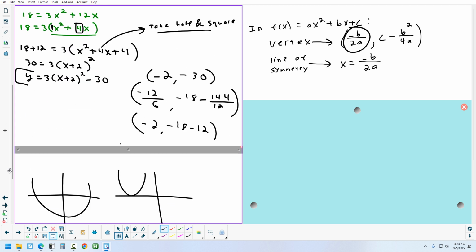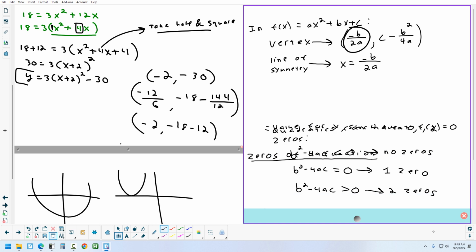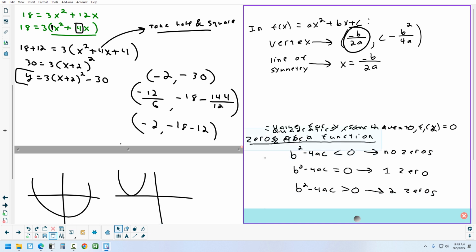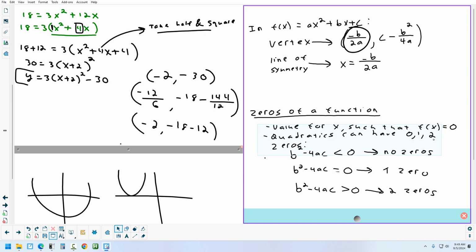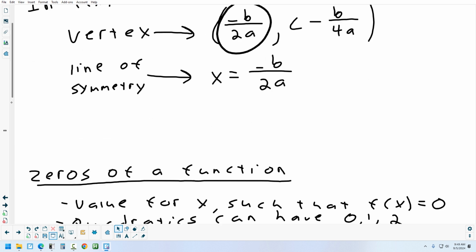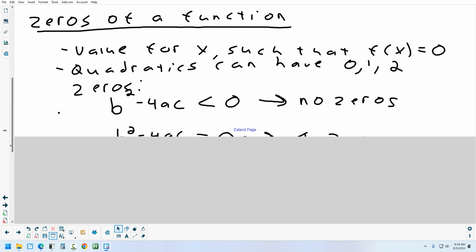Okay. What's the y value anywhere along the x-axis? Yep, 0. So that's why this is called the zeros of a function. The zeros of a function are basically a number that you can plug in that gives you an answer of 0. What does that mean? It's where the graph would cross the x-axis.